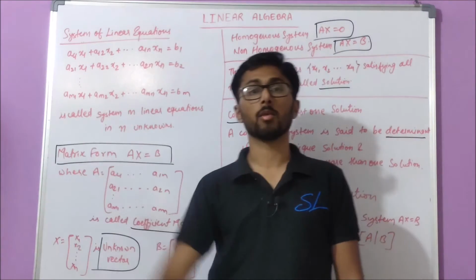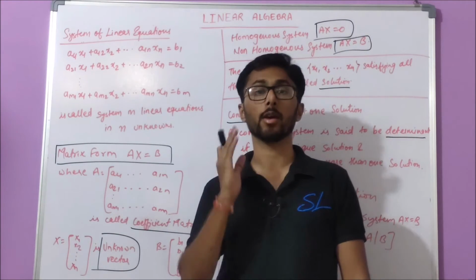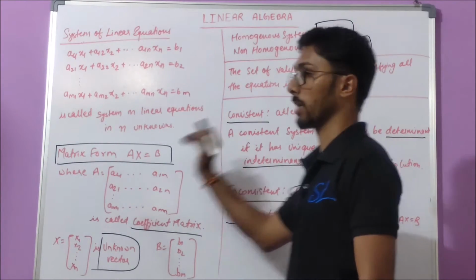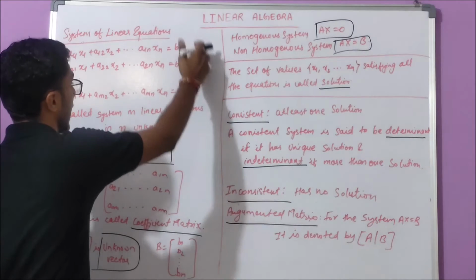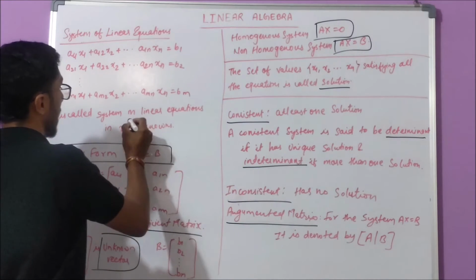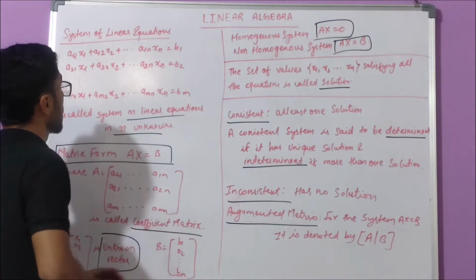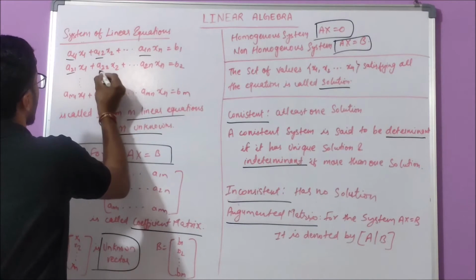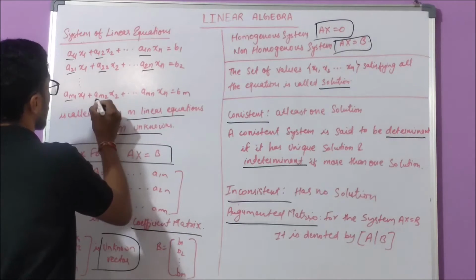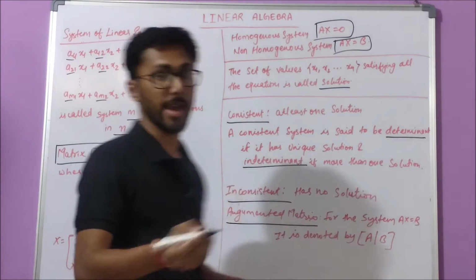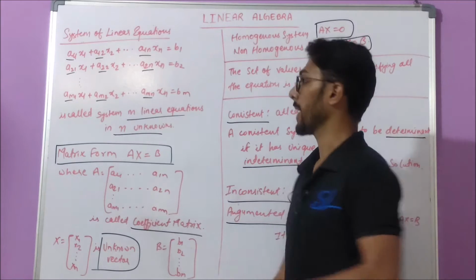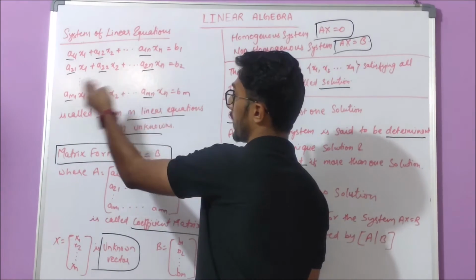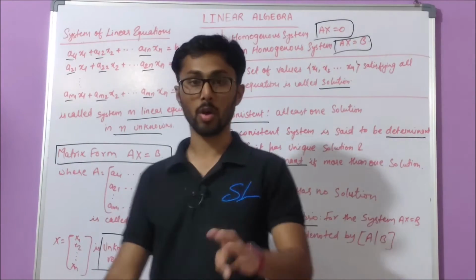In order to understand system of linear equations, you should know how to find rank of a matrix. Then you will be able to solve numericals on this topic. So suppose m linear equations are given in n unknowns. These are our coefficients, and the terms x1, x2, x3, xn are our unknowns, and a11, a12, a1n, a21, a22, a2n, all are our coefficients.